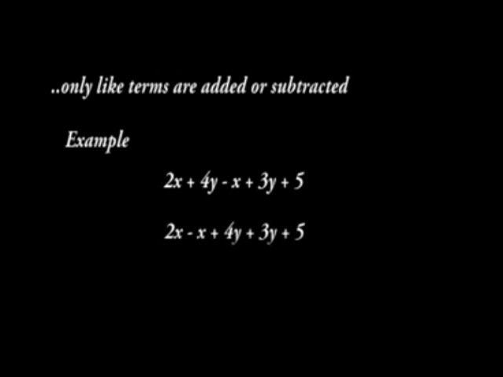Simplification of algebraic expressions. In addition and subtraction, only like terms are added or subtracted. For example, 2x plus 4y minus x plus 3y plus 5. Simplified, it would be 2x minus x plus 4y plus 3y plus 5, giving the answer as x plus 7y plus 5.